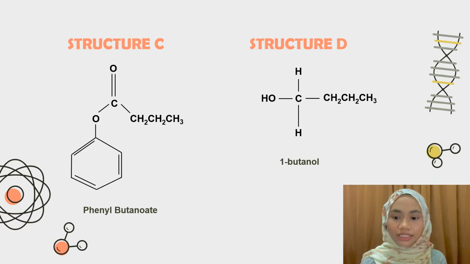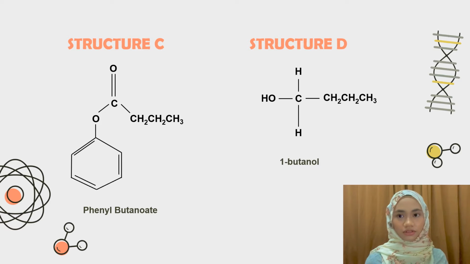And lastly, D. The question said that B undergoes catalytic hydrogenation to form D. So when butanoic acid undergoes reduction using hydrogen, it produces butanol. So D is butanol.